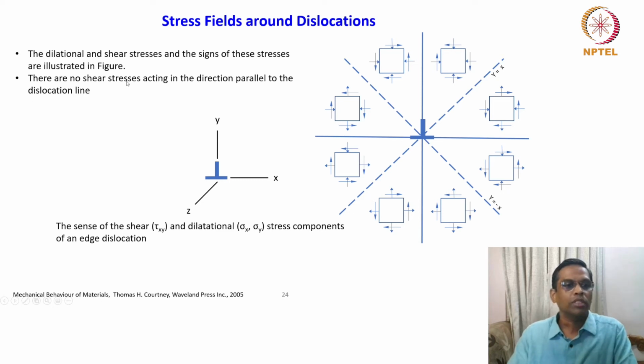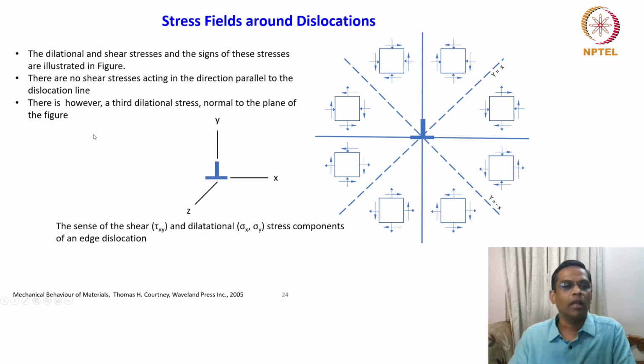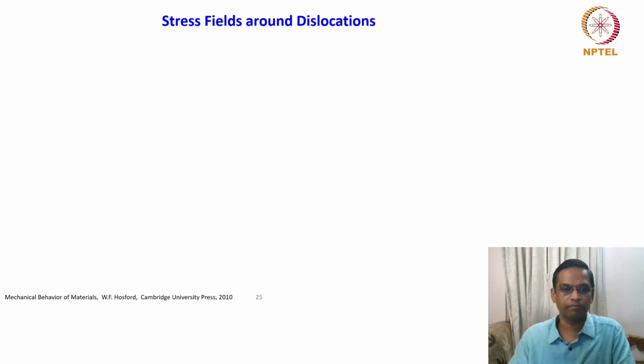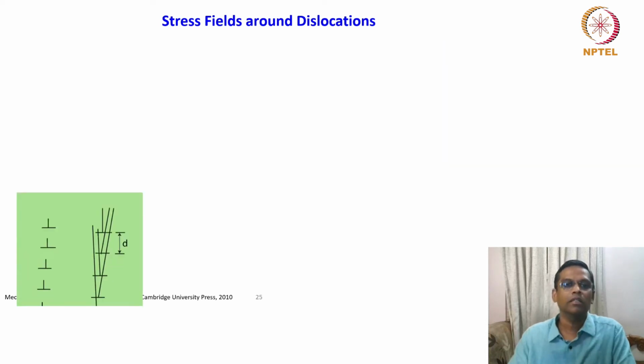There are no shear stresses acting in the direction parallel to the dislocation line. That means the dislocation line, you know, is a line going perpendicular to the plane of this image, and there is, however, a third dilatational stress normal to the plane of the figure. There is no shear stress, but there is a normal stress. This is what we have seen.